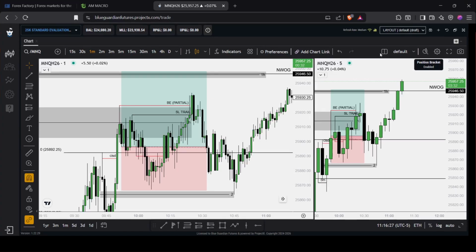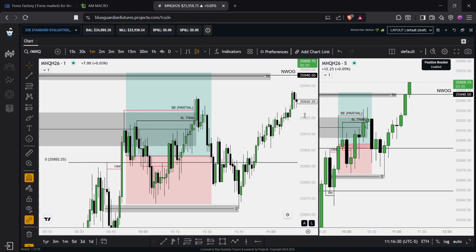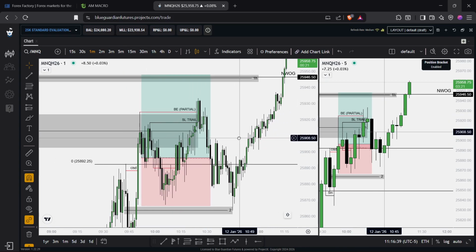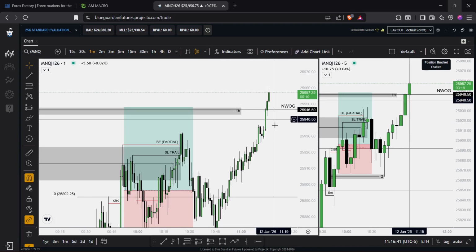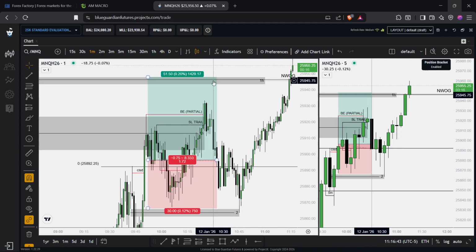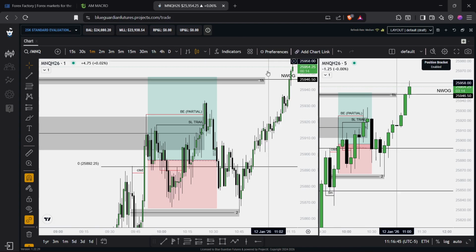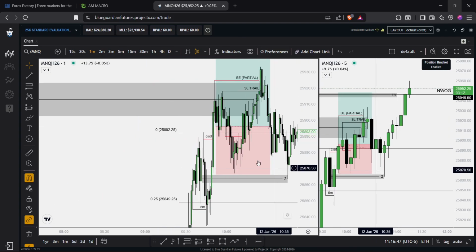Today we're going to be going through the trade that I had taken just now. It overall ended with me taking out a partial here and putting my stop loss to break even, and we got stopped out here. Then the market, as you can see, eventually went and took out my overall draw on liquidity. Okay, so let's quickly jump right into the trade.